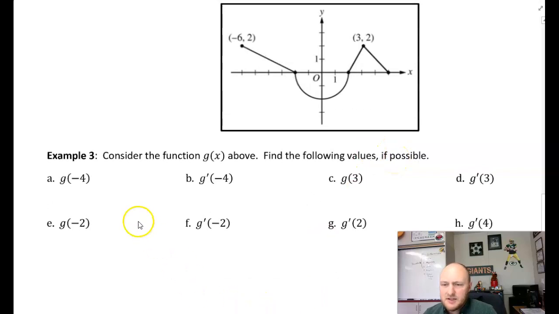Example number 3, consider the function g of x above. Okay, this is g of x. Normally they label it. Pay attention to the labels. That's important to know what type of graph you're looking at. Find the following values if possible.